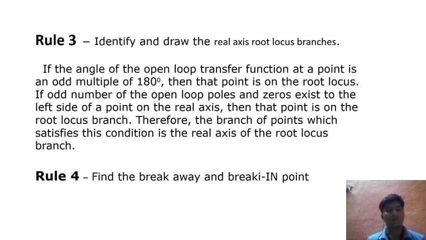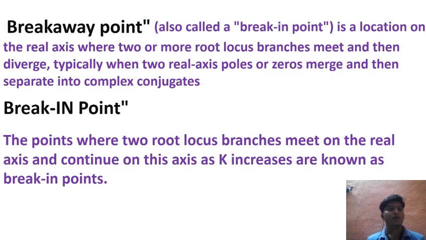And step number four is to find the breakaway point and break-in point. We can see what the breakaway point is and what the break-in point is. The breakaway point is a location on the real axis where two or more root locus branches meet and then diverge. It typically occurs when two real axis poles merge and then separate into complex conjugates.